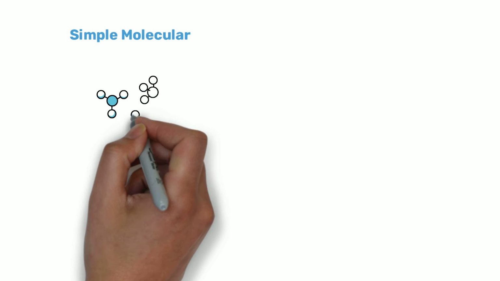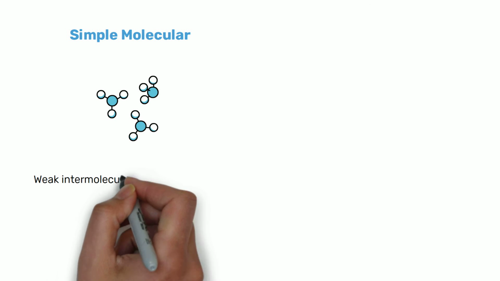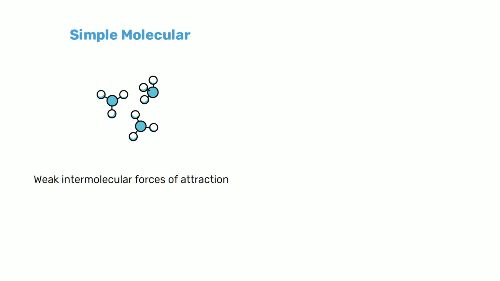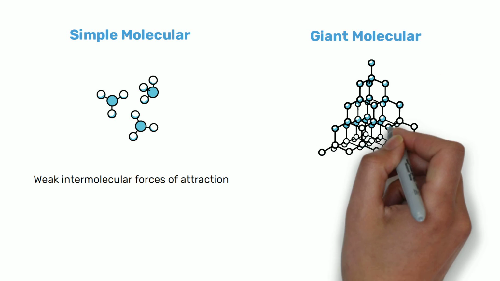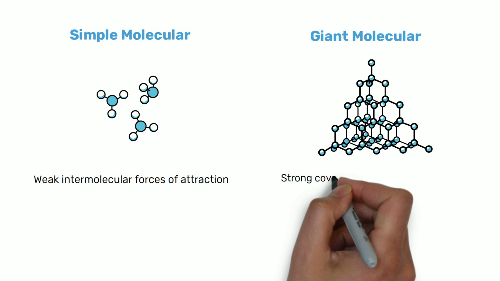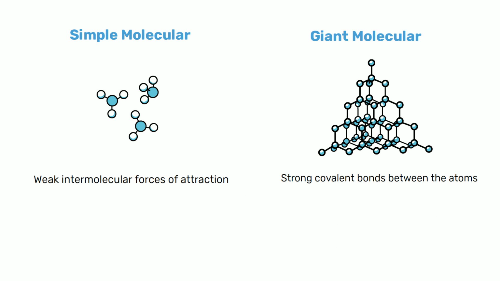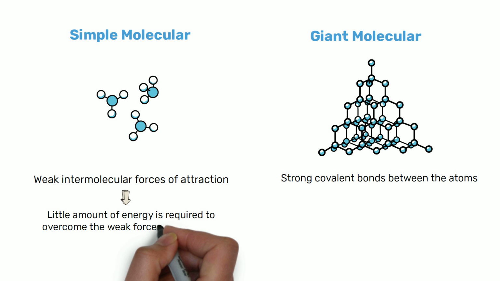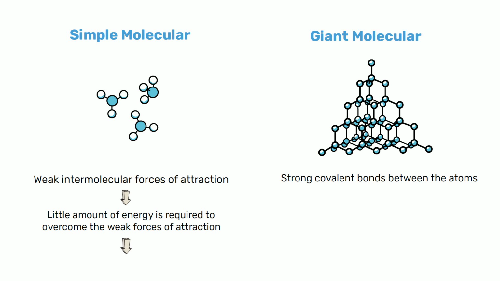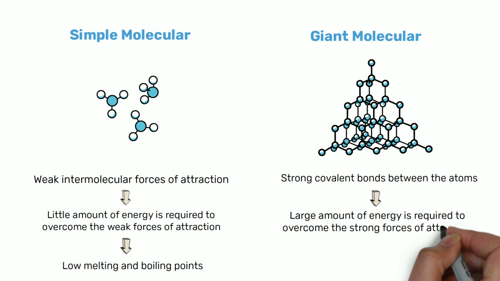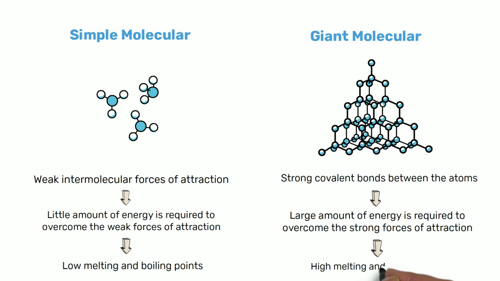So comparing, a simple molecular structure has weak intermolecular forces of attraction between the molecules, while a giant molecular structure has strong covalent bonds between the atoms. For simple molecular structure, a little amount of energy is required to overcome the weak forces of attraction, which will lead to low melting and boiling points. For giant molecular structure, a large amount of energy is required to overcome the strong forces of attraction, which will lead to high melting and boiling points.